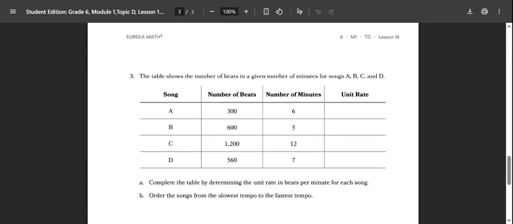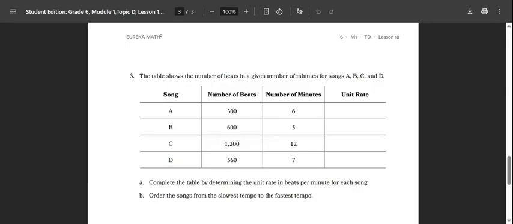Number 3 says the table shows the number of beats in a given number of minutes for songs A, B, C, and D. So in this lesson, we will be comparing rates by using unit rates. Remember, a unit rate is when you compare two quantities, make a ratio of the two quantities, and get one of the quantities to be 1. Makes it easier for comparisons.